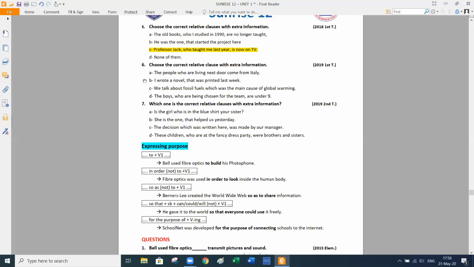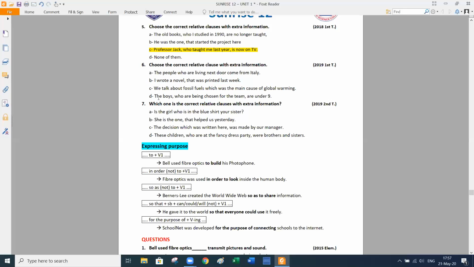In this one, it's a little bit on the point of view of the person who is using the sentence. Because the novel here can be defined as well as not defined. If you say, I wrote a novel, it's fine if you finish the sentence here. If you say, I wrote a novel which was printed last week, or that was printed last week, it would make sense as well. But it's not our answer because there is a comma and that is used.